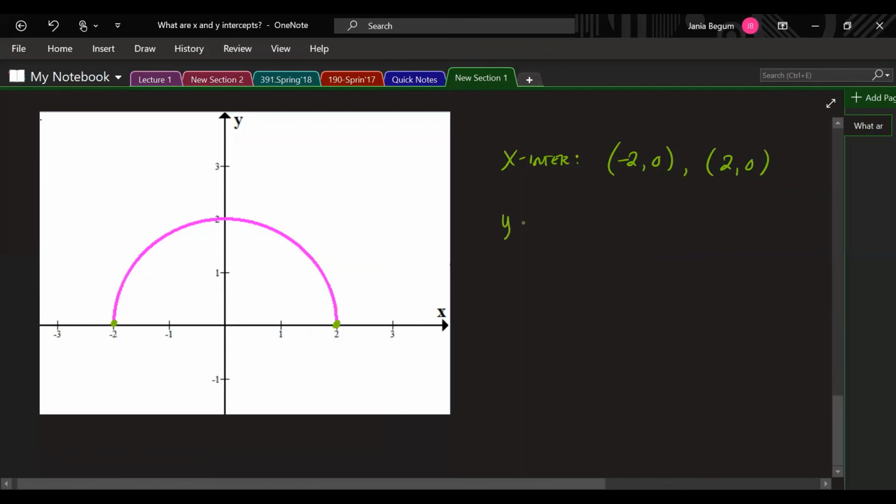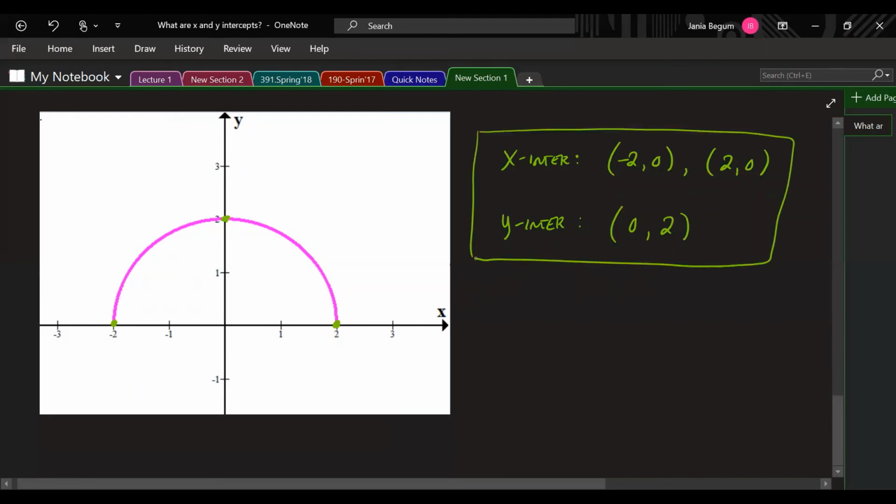Now let's look for the Y-intercept. We want to see where the graph is crossing the Y-axis. And as you can see, it's crossing it right here at this point, which happens to be 0, 2. So there you go, we have computed our X and Y intercept for this graph.